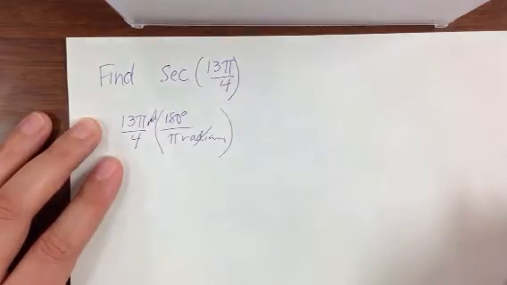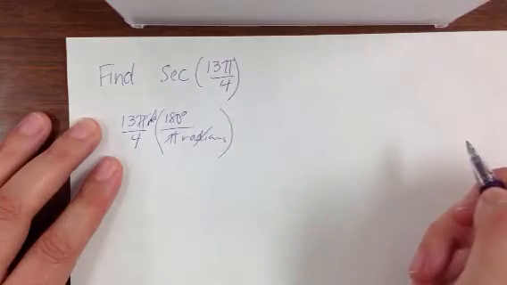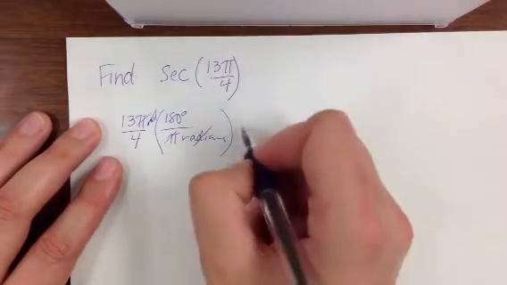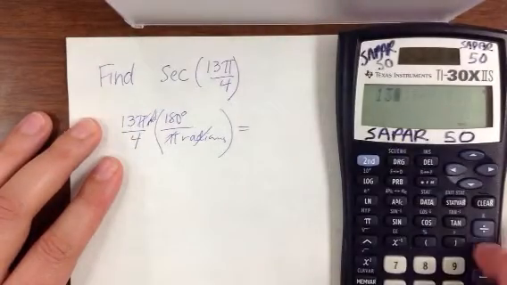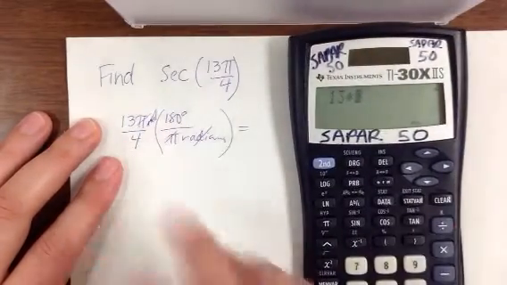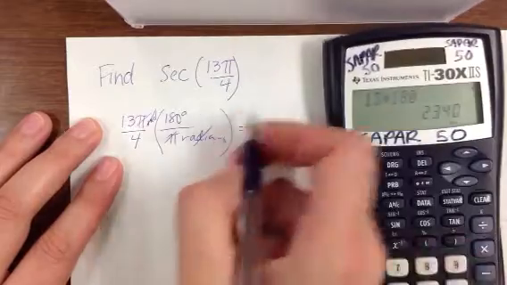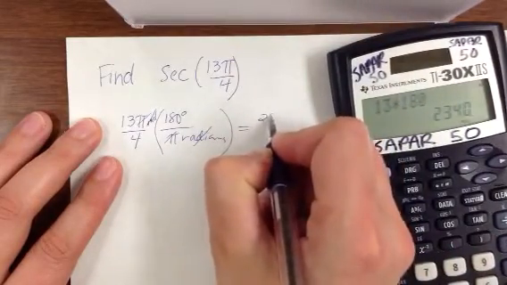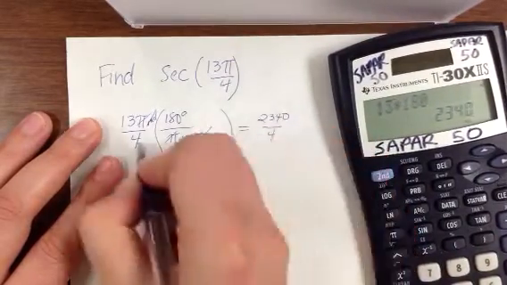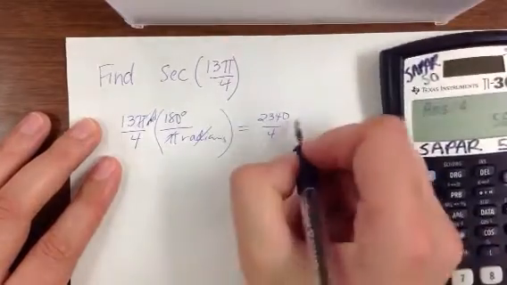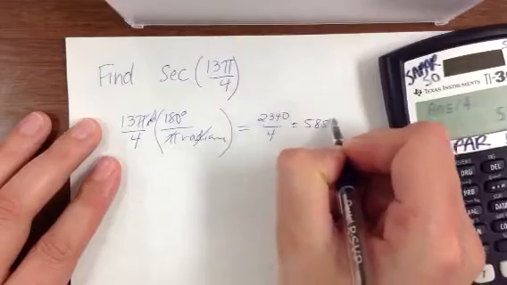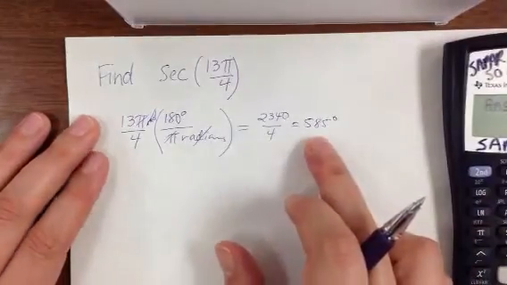So my radians can cancel out, even my pi cancels out, and I end up doing the math. I get 13 times 180. Whoa, I get 2,340 over 4. Multiply straight across, divide that by 4, and I get 585 degrees. Where is 585 degrees?